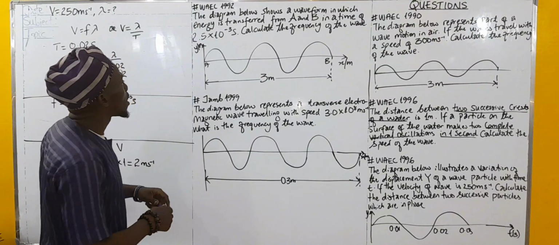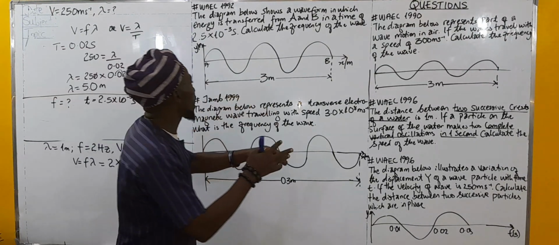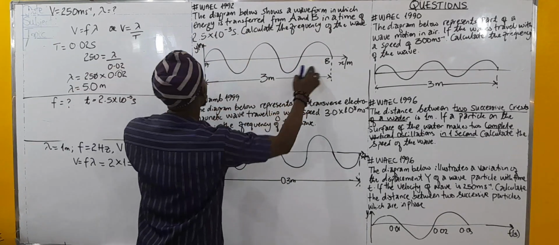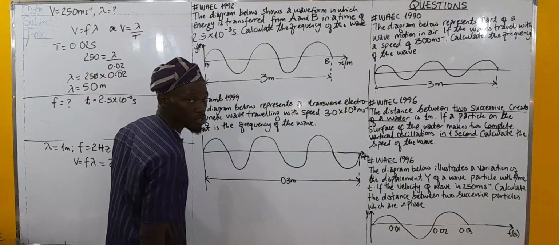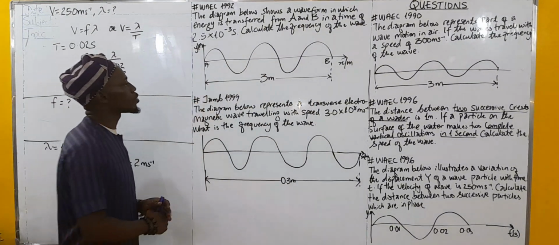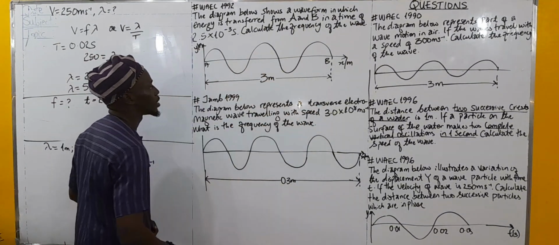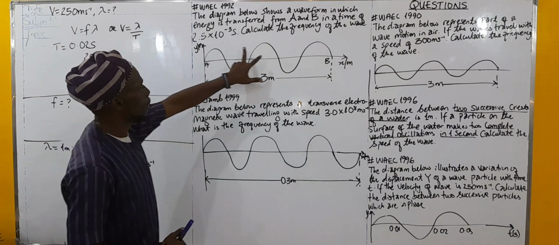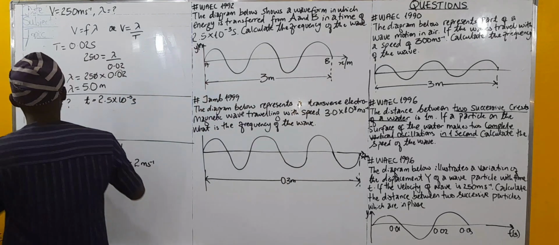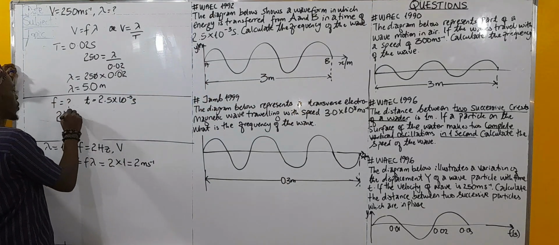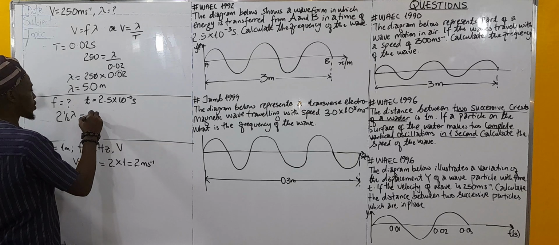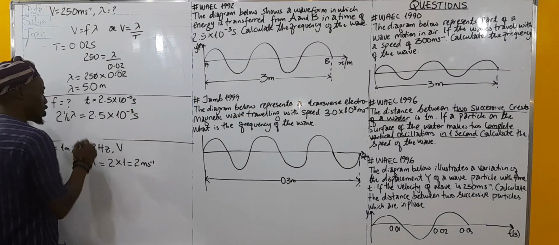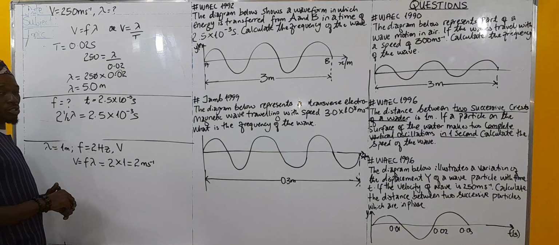The reason is, if you look very well, it told us that energy is transferred from A to B, and the time it took to transfer from A to B is 2.5 times 10 to the minus 3. Can we ask ourselves, how many wavelengths do we have here? Let's count: 1, 2.5. So I'm going to write 2.5 wavelengths. The time taken to transfer the energy over that is 2.5 times 10 to the power minus 3 seconds.